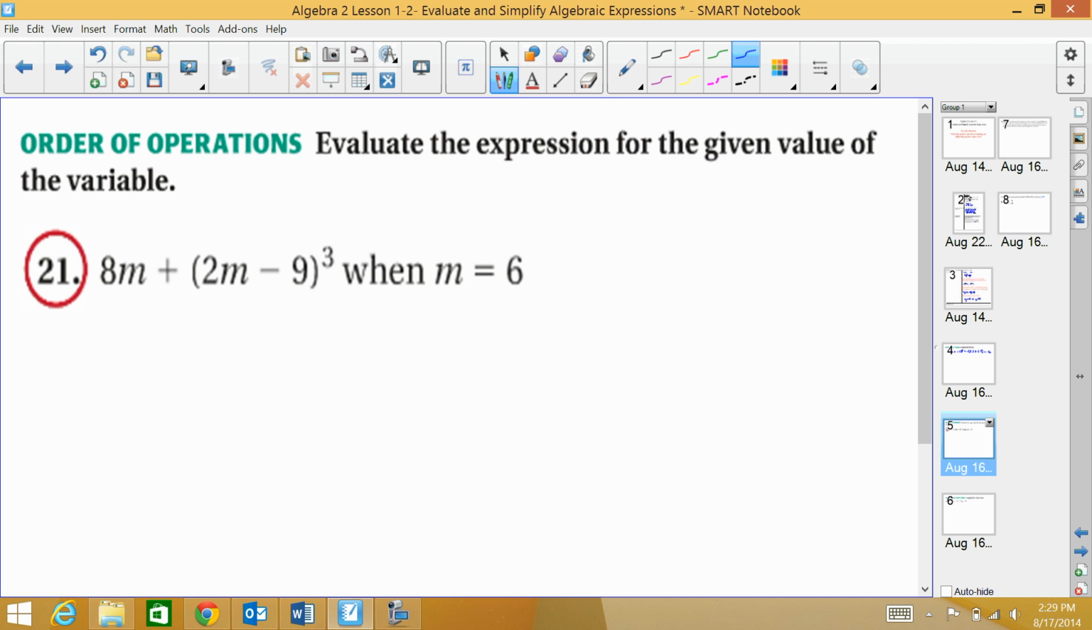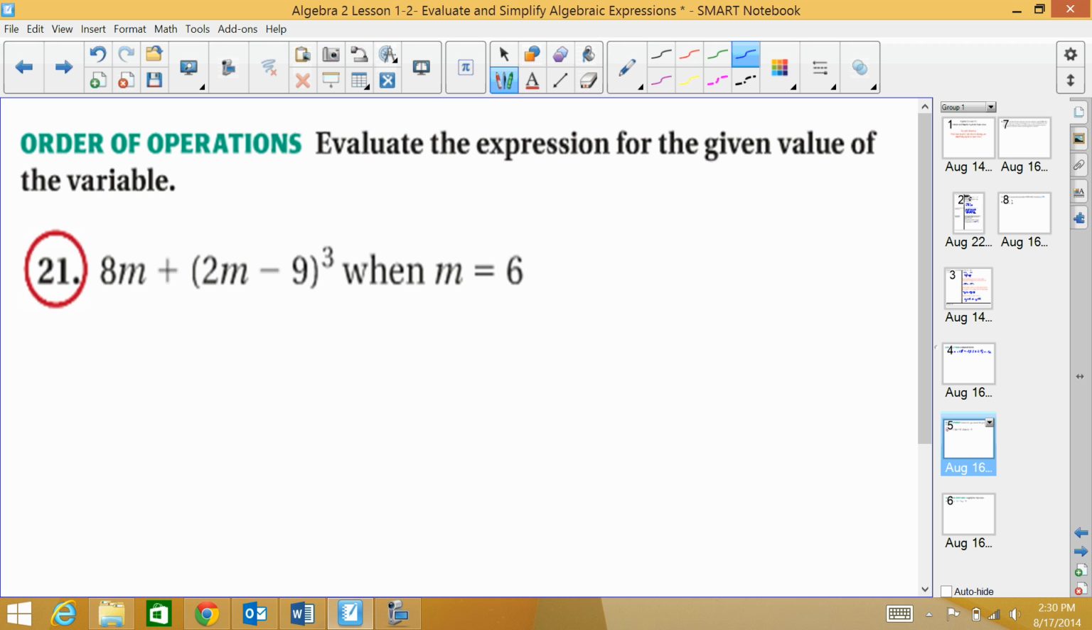Okay, evaluate the expression for the given value of the variable. So we have this expression. They want us to evaluate it when m equals 6 for number 21. Also, if you notice that there's a red circle around a problem, that means that it is also worked out in the back of your book. So worked out step by step. So you can also use that if you need help on those kinds of problems to check your work.